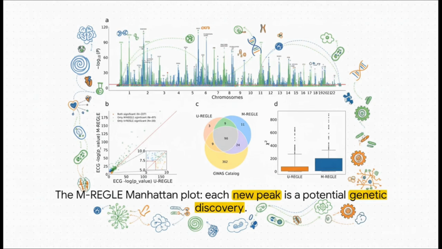And wow, just look at the result. This is a Manhattan plot, and it basically shows us all the genetic discoveries mRegl made when it looked at 12 different heart readings, ECG leads, all at once. Every single one of those giant peaks shooting up past that red line, that's a potential new genetic discovery for heart health. By putting all the data together, it's finding stuff that was just impossible to see before.